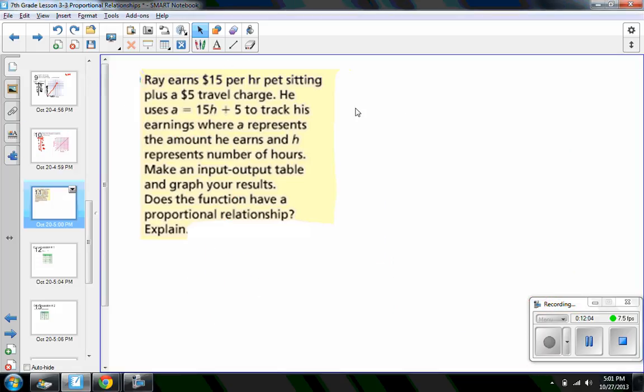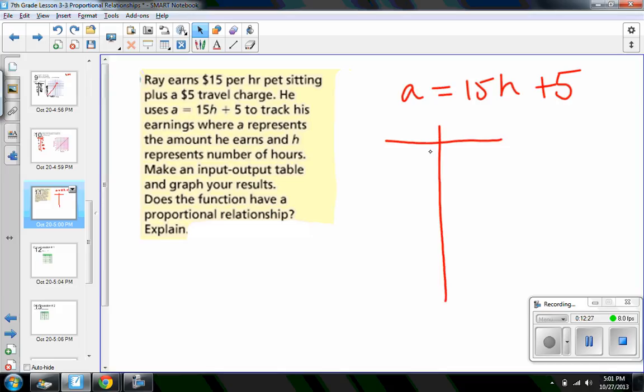So let's look at this one. It says Ray earned $15 per hour pet sitting plus a $5 travel charge. So we're going to use this function, A equals 15 times the number of hours plus 5, to track his earnings, where A is representing the amount he earns and H is the number of hours. So I'm going to plug in H and A, and we're going to plug in the numbers 1, 2, 3, 4. We're not going to graph this one.